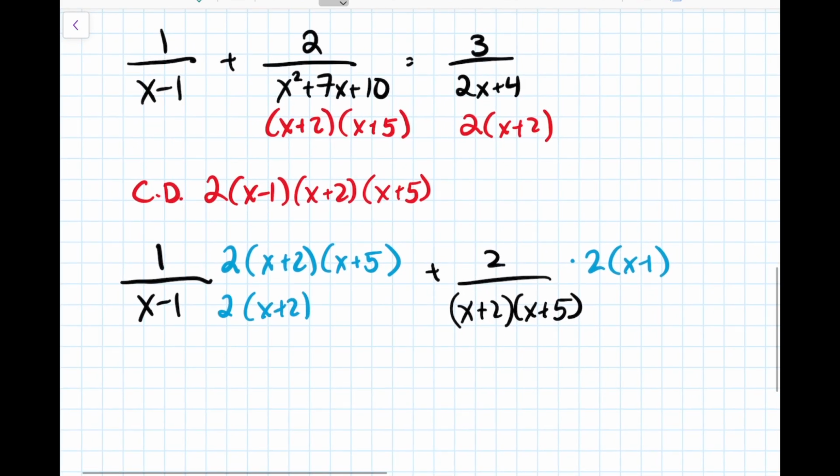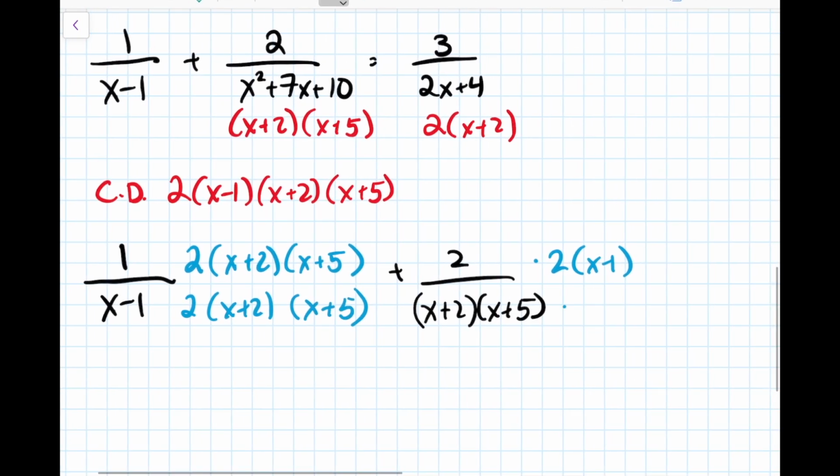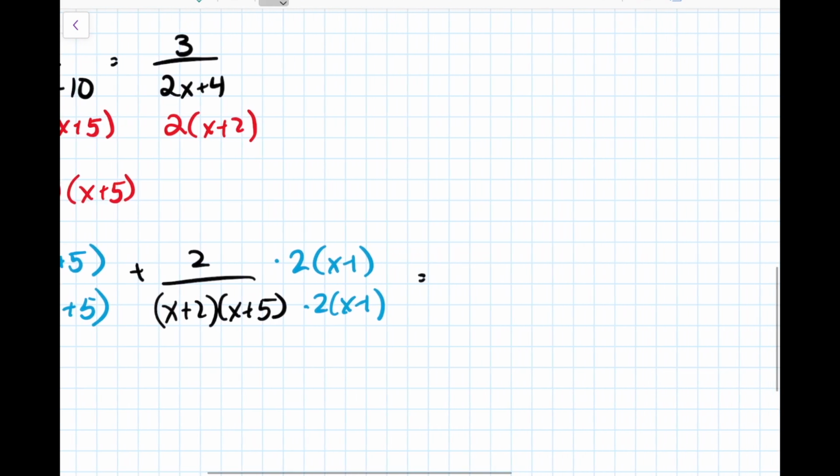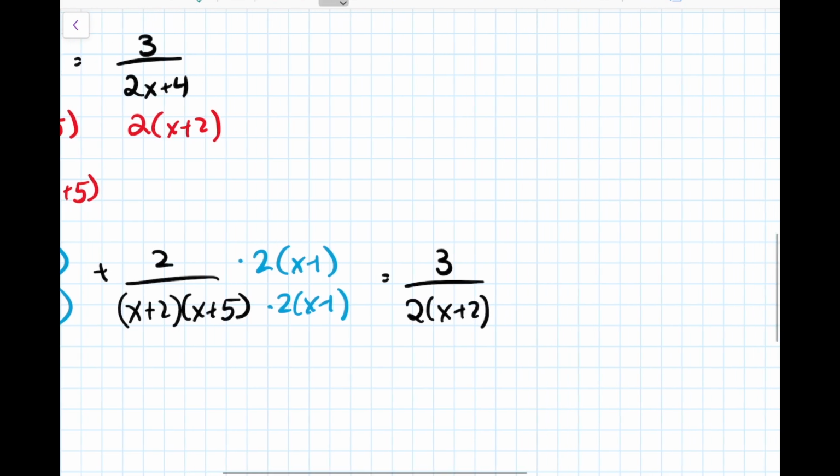And make sure you're multiplying these on the top and the bottom. Don't get sloppy like I was there. Oops. And then our third fraction, and you can see that these start to take up a lot of space on the page, is going to have the 3, it's going to have the 2 and the x plus 2, but that means it's missing the x minus 1 and the x plus 5.